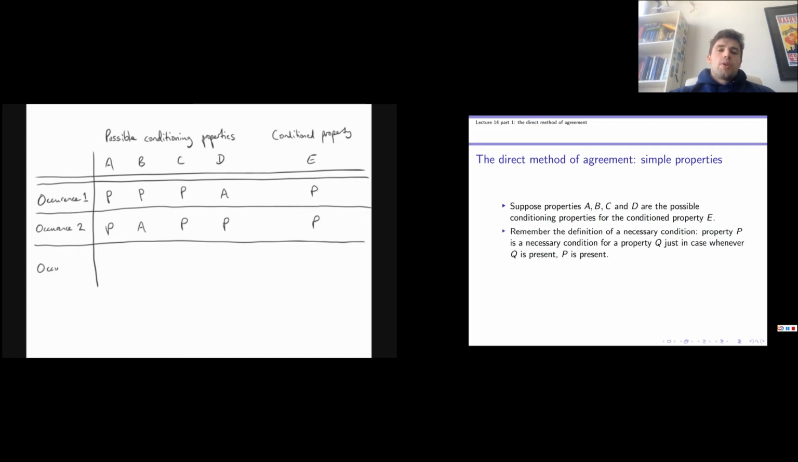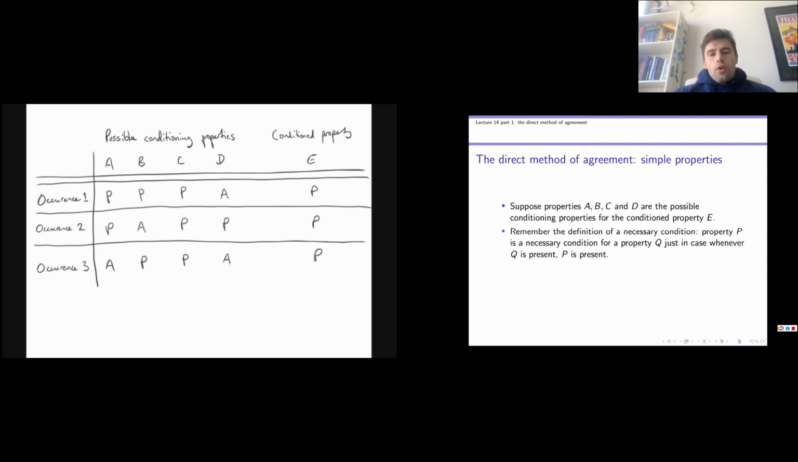And suppose that we record a third occurrence, occurrence 3, in which B, C, and E are present, but this time A and D are absent. Now, once we've filled this in, we can start to make a few inferences.